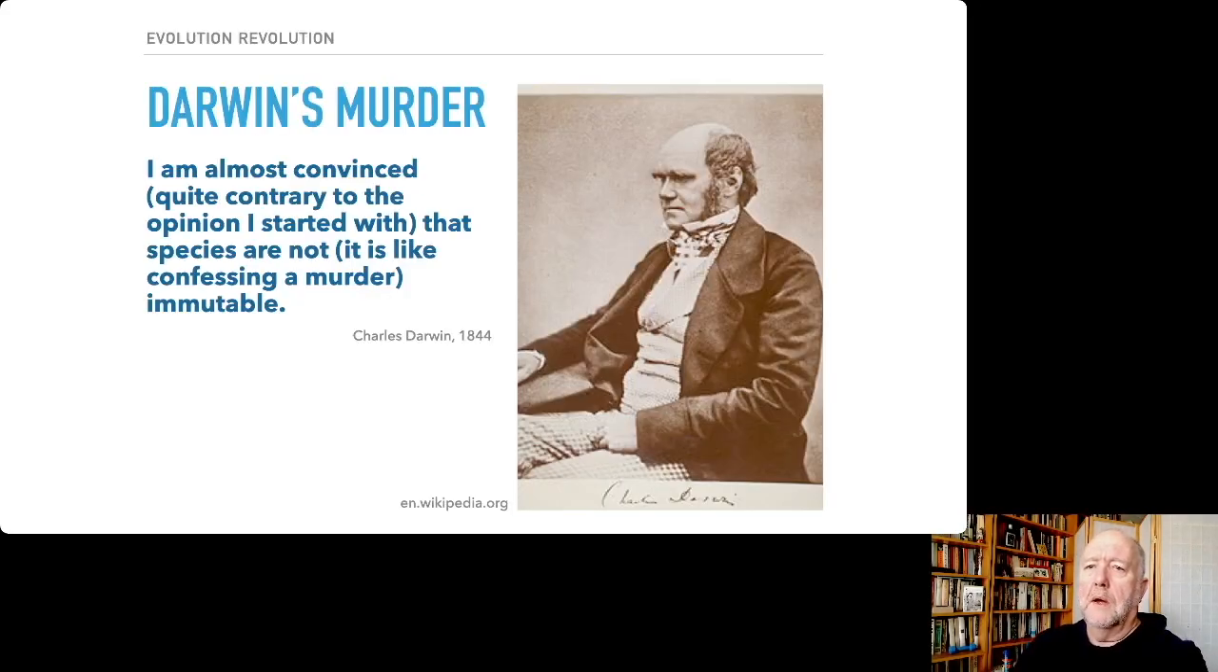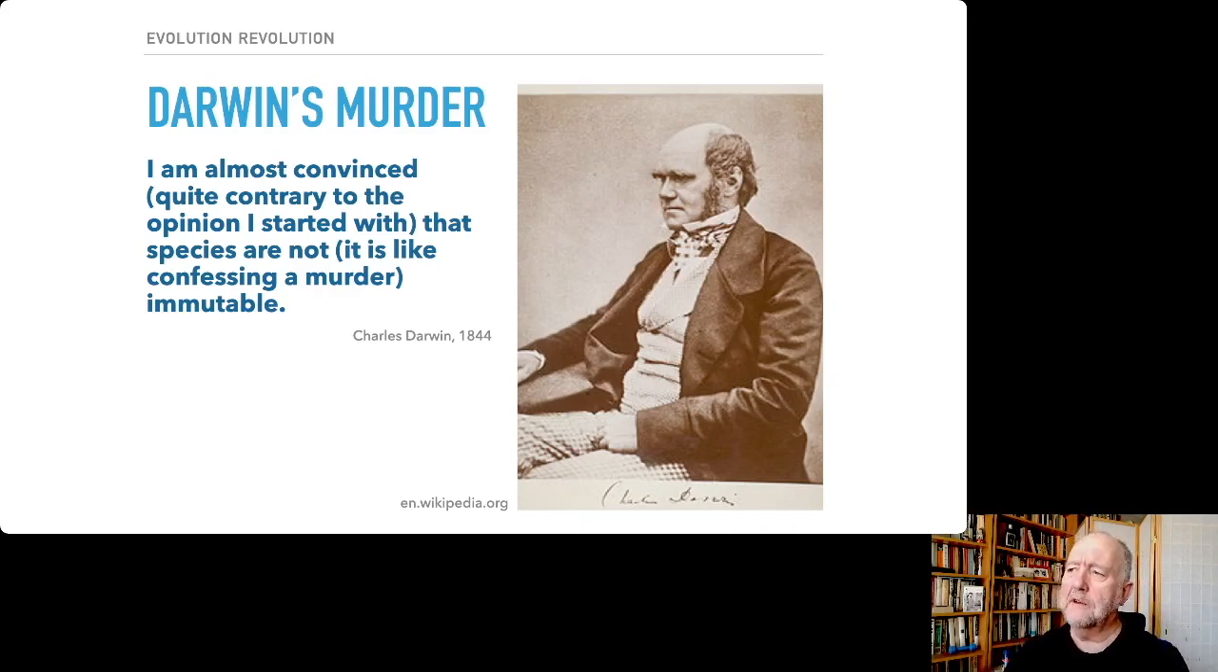Okay. So, in 1844, Darwin wrote to his friend Joseph Hooker, and he began to insinuate to Hooker that he no longer believed that species were immutable or fixed. That is to say, he had changed his mind from the previous view, which had been championed by Baron Cuvier in France, that species never change substantially. And he has said that it's like confessing a murder. He thinks that species are not immutable.